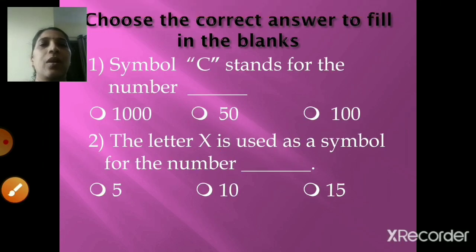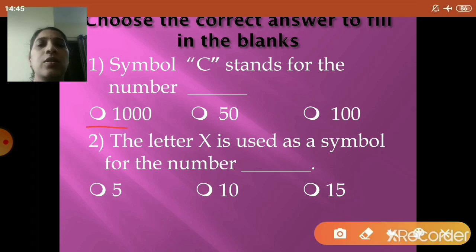Now we'll see some questions which will come for the exam. In the exam, children, this way the questions can be asked. I have given some examples. Suppose the first question will be, choose the correct answer to fill in the blanks. Symbol C stands for the number dash. 3 options will be given: 1000, 50 and 100. Now children, you have to select one answer from these 3 options given below.